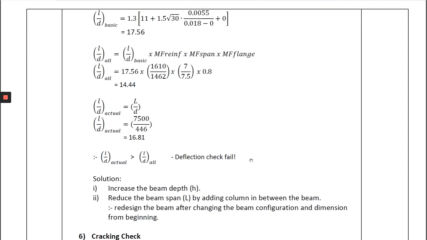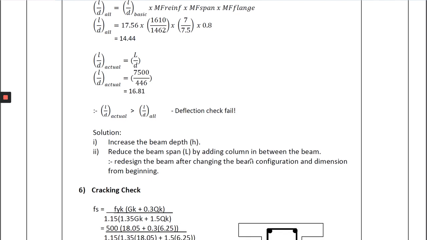What we have to do, if we get the answer L over d actual is more than L over d allowable, therefore the deflection check is failed. So we have to increase the beam depth h, because it reflects the d here, which means that it will reduce the L over d actual ratio. And then we may reduce this beam span length by adding a column in between the beam. Therefore, we will have an extra span, a shorter span compared to the span that we have now.